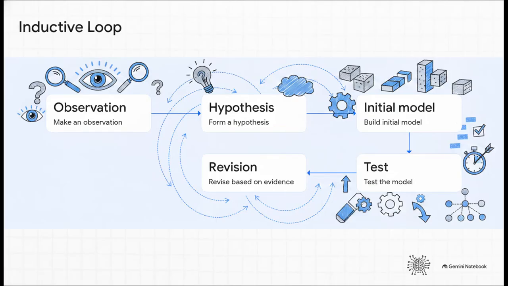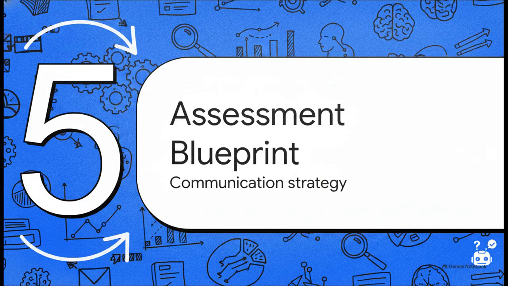So, instead of faking certainty, embrace an exploratory inductive loop. Observe, form a hypothesis, build an initial model, test it out, and then revise based on hard evidence. It is perfectly fine to temporarily accept incomplete results, as long as you are aggressively validating them and iterating your approach. Finally, Part 5, the final assessment blueprint.